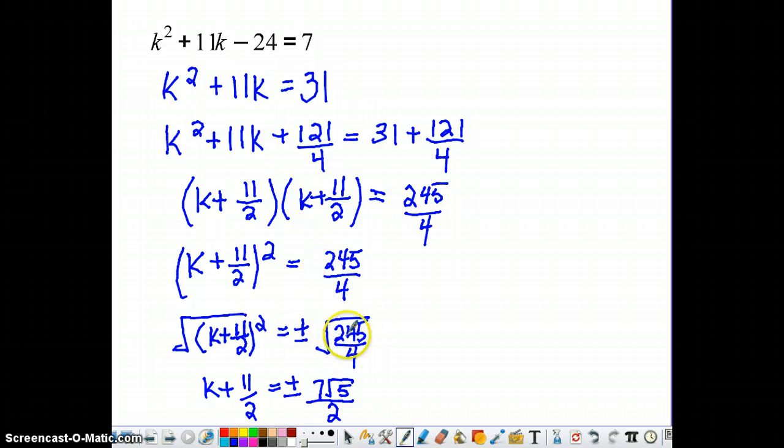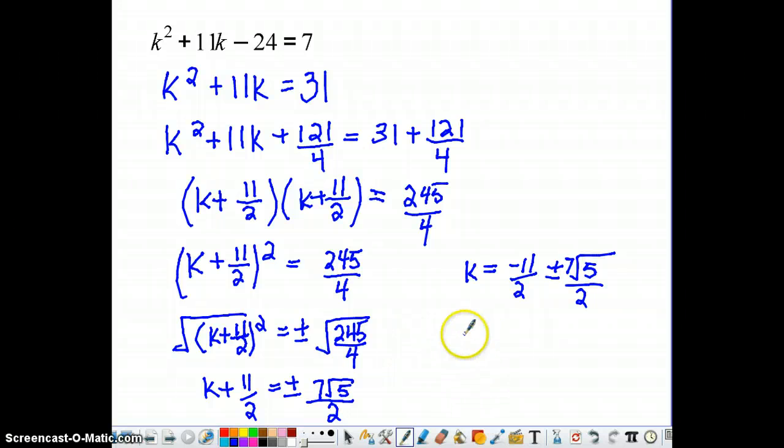Alright, remember root 245, if I made a factor tree and pulled out groups of 2, that's how I'm getting that 7 root 5. So there were 2 7s underneath there and a 5. The 7 came out and the 5 stayed underneath. Alright, from here I have to get k by itself, so I'm going to subtract 11 over 2 from both sides, and that is going to give me k isolated, is equal to negative 11 over 2, because I subtracted it, plus or minus 7 root 5 all over 2.